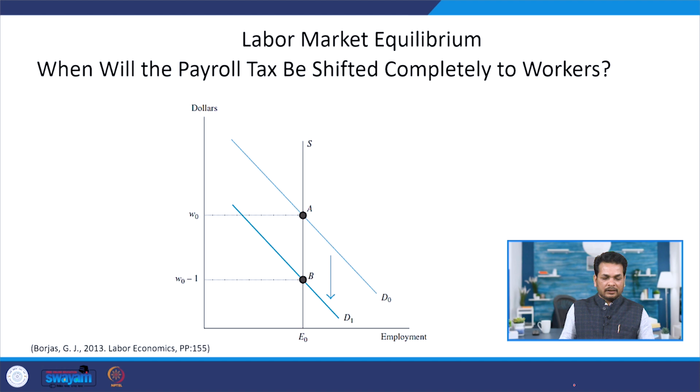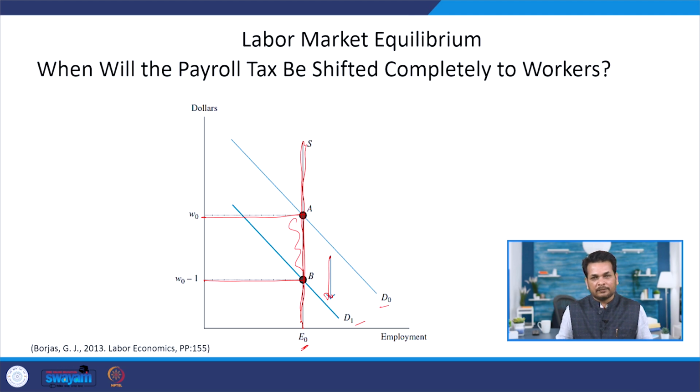Now, you can see if the supply curve is perfectly inelastic, in this sense, the E0 amount of labor is going to be employed irrespective of whatever the wage rate is. So, the supply function is perfectly inelastic. So, 1 rupee of tax burden imposed on the farm is going to be completely shifted to the worker. Now, the demand curve shifts from D0 to D1. As a result, you can see the wage rate, earlier it was W0, now the wage rate is W0 minus 1.